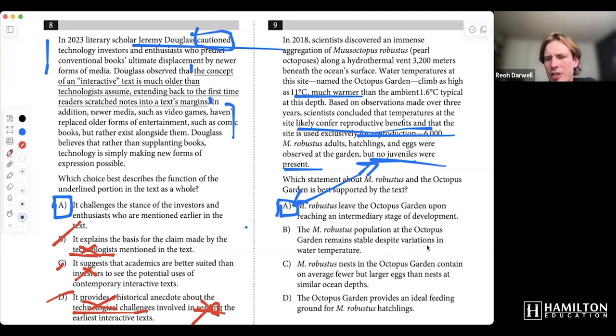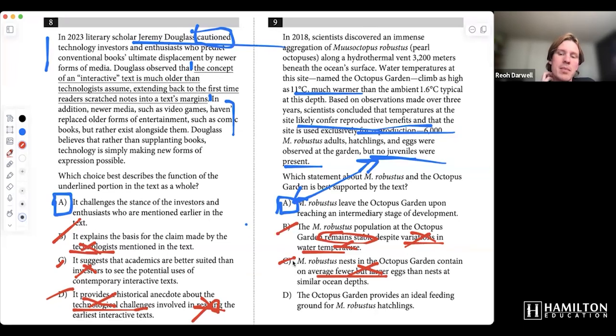B, do we see variations in water temperature in the text? No, we don't know whatsoever. There are water variations elsewhere, but next to the Octopus Garden, we don't know exactly. And then also we don't know if their population remains stable, right? So no direct correlation for B. Do we see a fewer but larger eggs thing anywhere? No, not sure that would be supported.